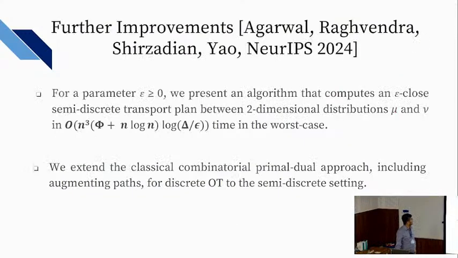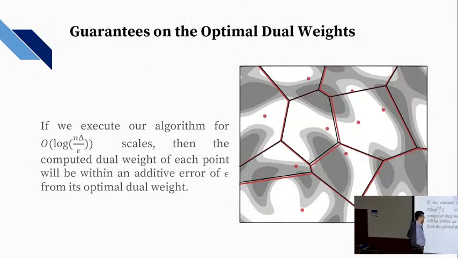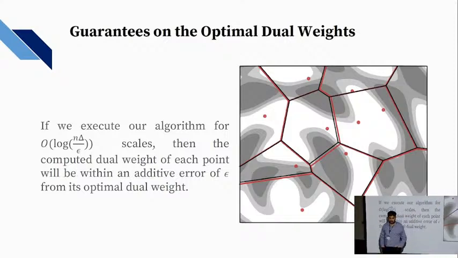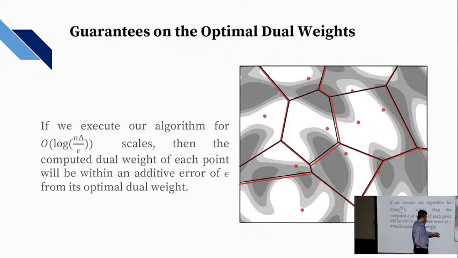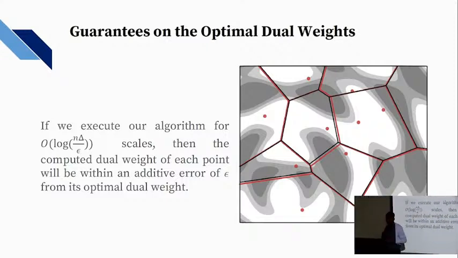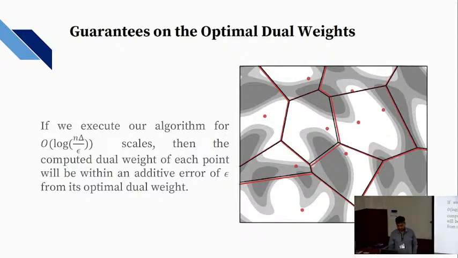All right, an interesting feature of our algorithm is that we not only get the epsilon-closed transport plans, but we also get epsilon-closed dual weights, or weights on the points of B. So whatever the optimal weights are, we get very close, epsilon close, to that as well.